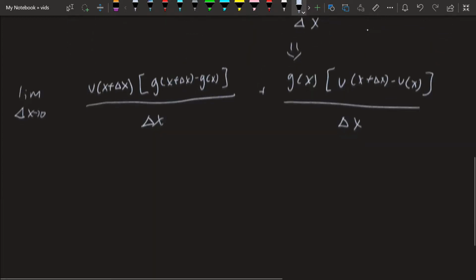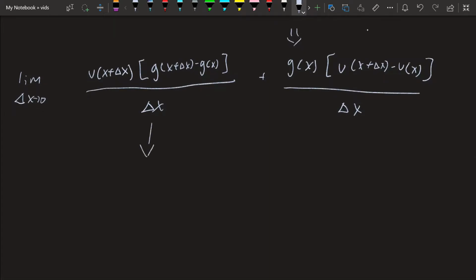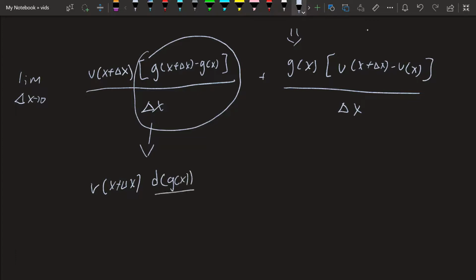Well, now what we can do is we can redefine this as v multiplied by x plus delta x. And what's this fraction? Well, this is just the derivative of g. The derivative of g, right? From the last video, you know, the limit applies here and the limit applies here.